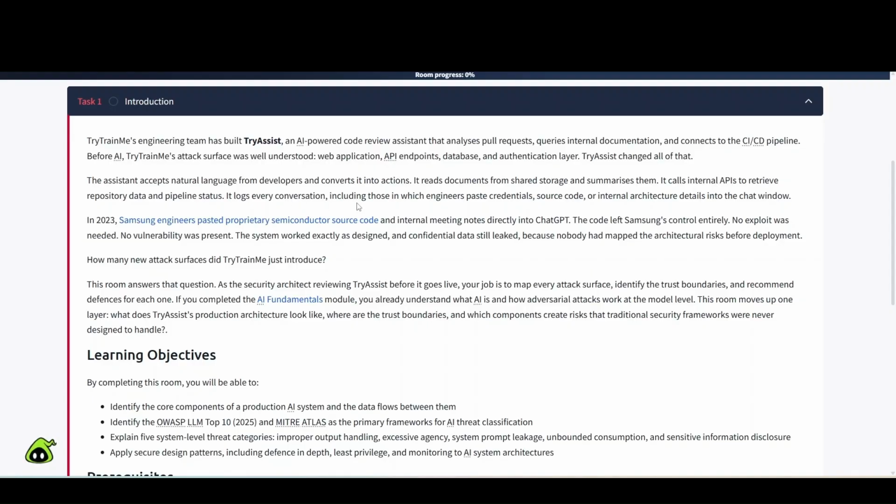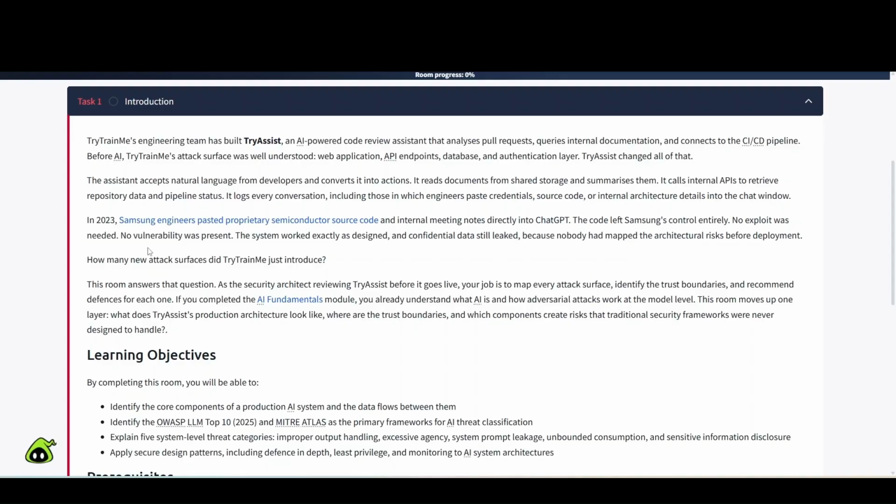It calls internal APIs to retrieve repository data and pipeline status. It logs every conversation, including those in which engineers paste credentials, source code, or internal architecture details into the chat window. So very important here, credentials, source code. In 2023, Samsung engineers pasted proprietary semiconductor source code and internal meeting notes directly into ChatGPT. Code left Samsung's control entirely.